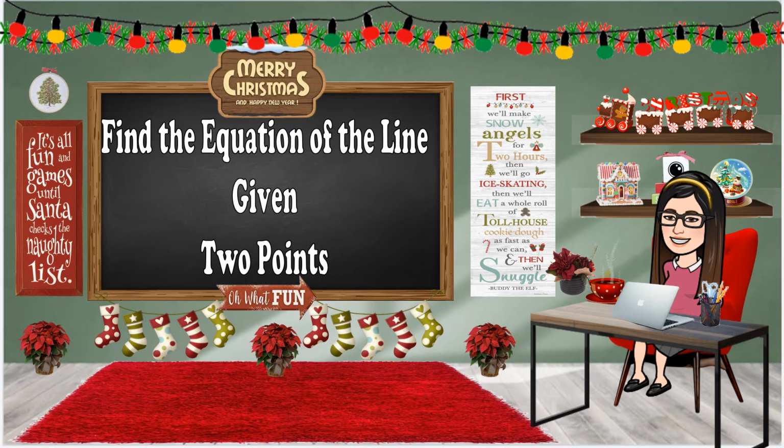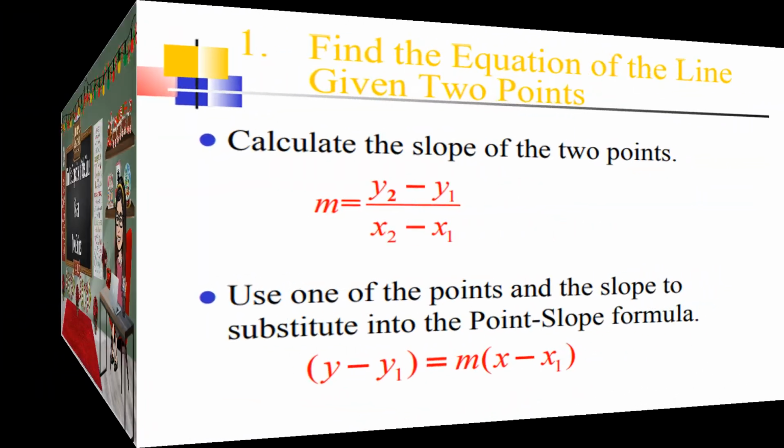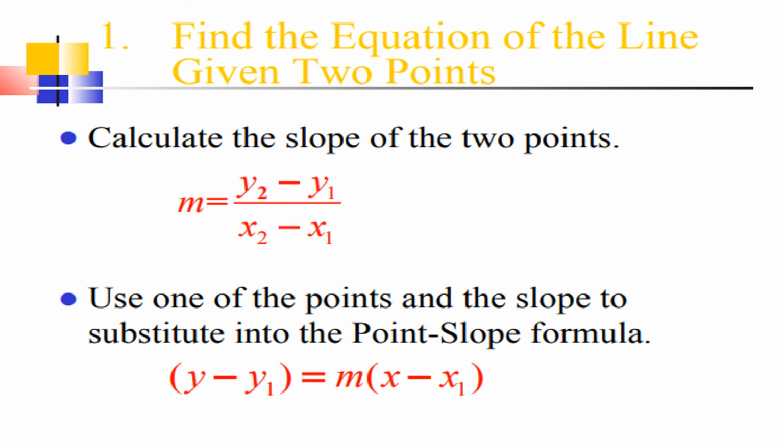Let's proceed to find the equation of the line given 2 points. How are we going to find the equation of the line? Okay, this time, we're going to calculate the slope of 2 points. So, kailangan natin gamitin po yung finding the slope given 2 points where m is equal to y sub 2 minus y sub 1 all over x sub 2 minus x sub 1. So, kailangan mo munang computein yung slope niya. Saka ka mag-use 1 point and the slope to substitute into the point slope formula. Babalik ka dun sa point slope formula. Okay? Let us have an example.